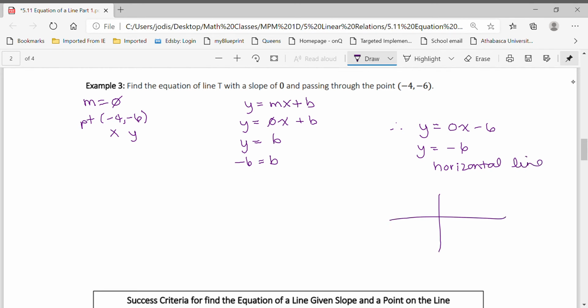Right, if we did a quick little sketch, where y equals negative 6, somewhere down here, if this is negative 6, this would be our line. This is x, this is y. Okay?